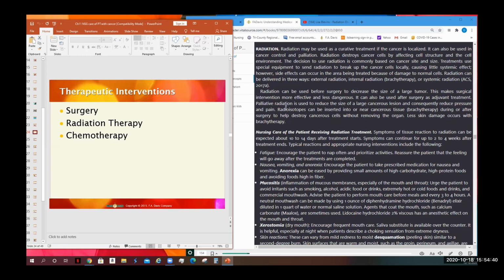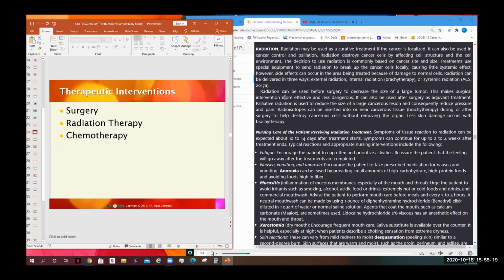Radiation can be delivered in three ways: external radiation, internal radiation (brachytherapy), or systemic radiation. Radiation can be used before surgery to decrease the size of a large tumor. This makes surgical intervention more effective and less dangerous. It can also be used after surgery as adjuvant treatment. Palliative radiation is used to reduce the size of a large cancerous lesion and consequently reduce pressure and pain.